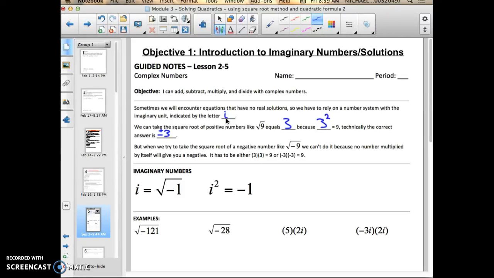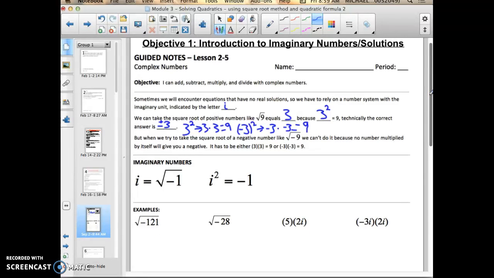Because if you consider this, the positive version of 3, 3 squared, which technically means 3 times 3, equals 9. And also the negative version of 3 squared. If you look at this, negative 3 times negative 3 also equals positive 9. Because remember, if you multiply two negatives together, they cancel each other out and you get a positive answer. So in this situation, you take the square root of a positive number, you will always have two answers, the plus and minus version of that number.